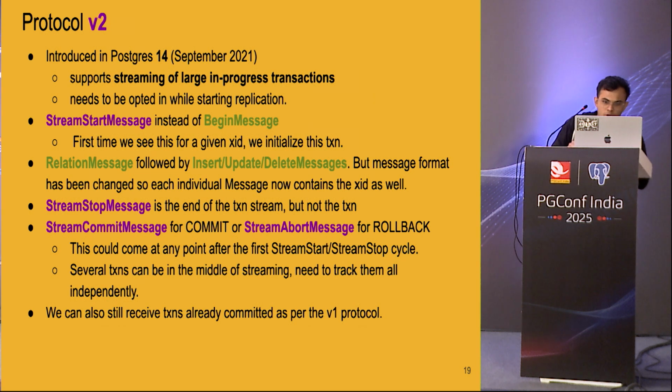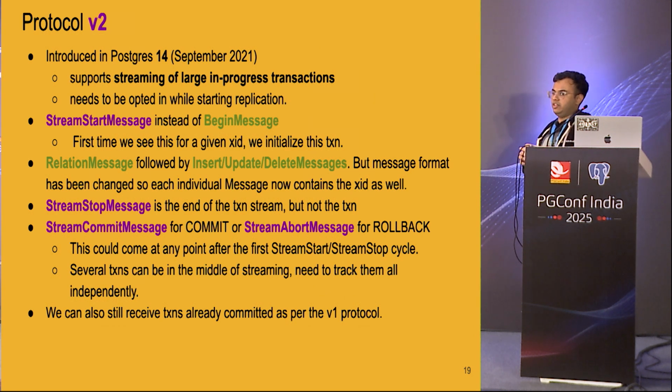Okay, so let's move on. So protocol version 2. This is a pretty interesting and big change from protocol version 1. This was introduced in 2021, so like 4 years ago, and this supports streaming of in-progress transactions. Now, an in-progress transaction is one that has not been committed yet; it's in progress, and this is a setting that you have to opt in to while starting replication. It's not on by default.